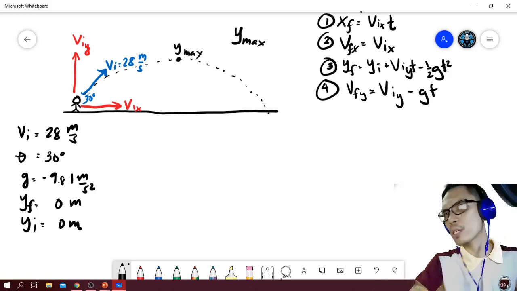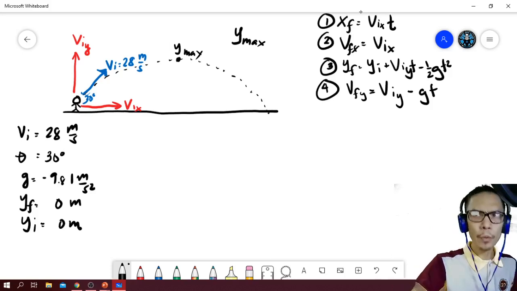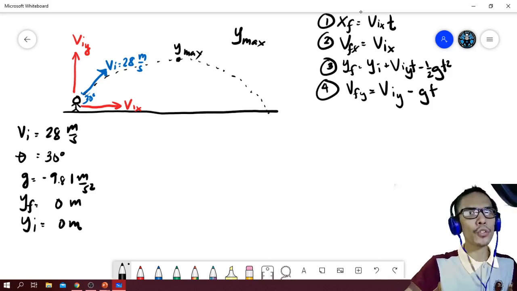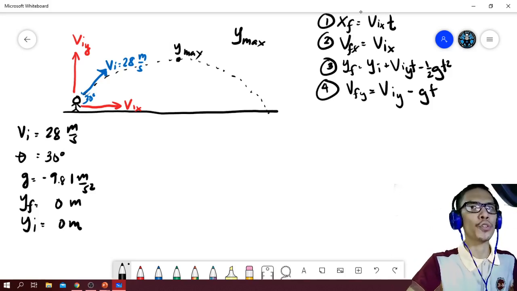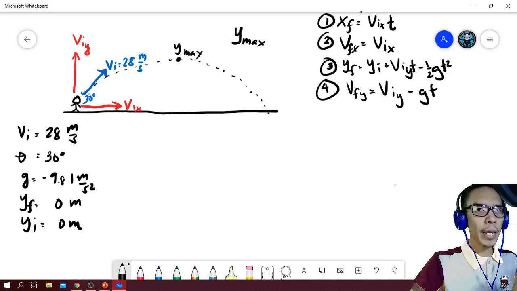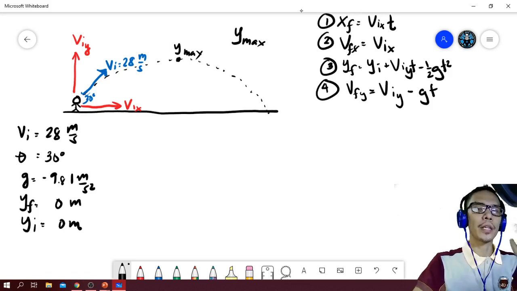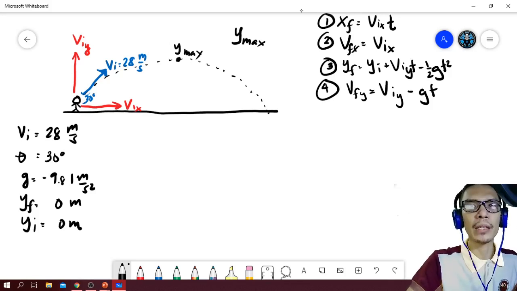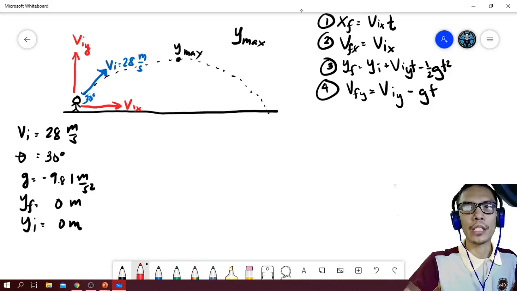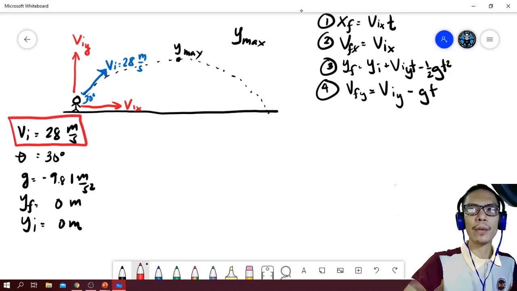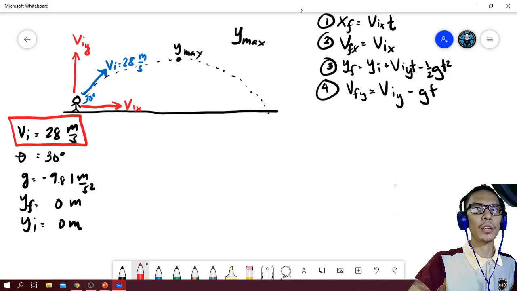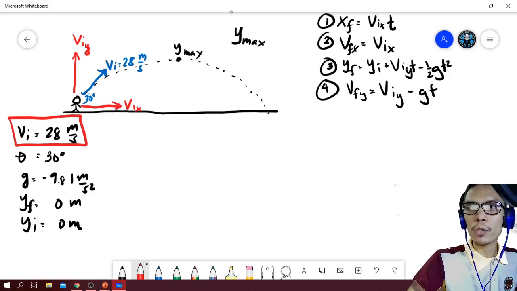So what are the formulas that we are going to use to compute this Y max over here? Number 1, the first thing that you do is to draw the picture. We did it. The second thing that you do is to write all the formulas. The third thing that you do is to break this down into its components, the v sub iy and the v sub ix.